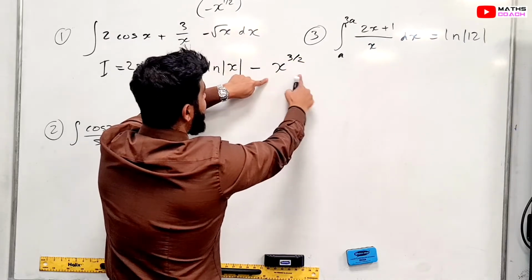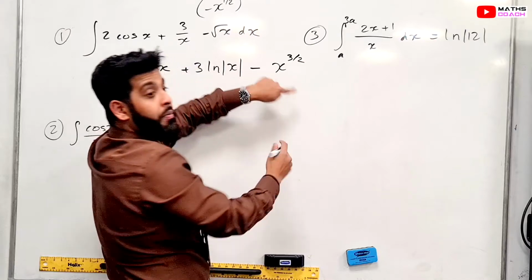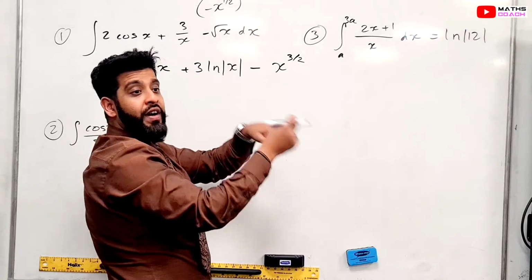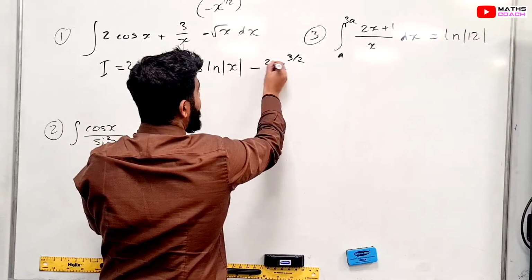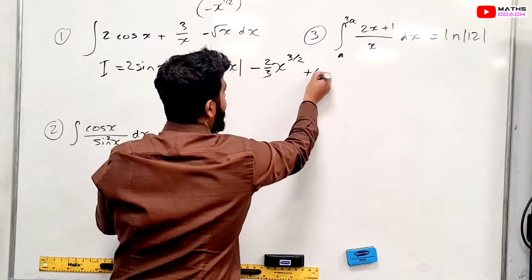And then we divide by 3 over 2. But we will flip that. So instead of dividing by 3 over 2, we can multiply by 2 over 3. And then we write our plus c.